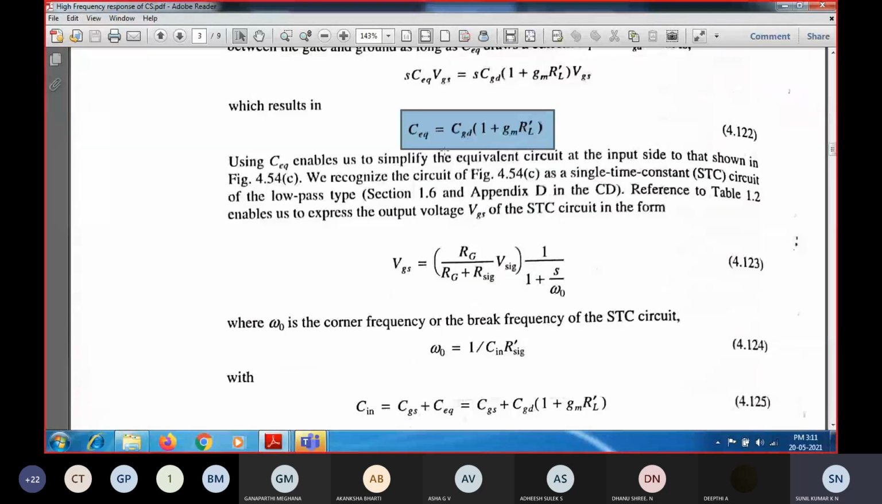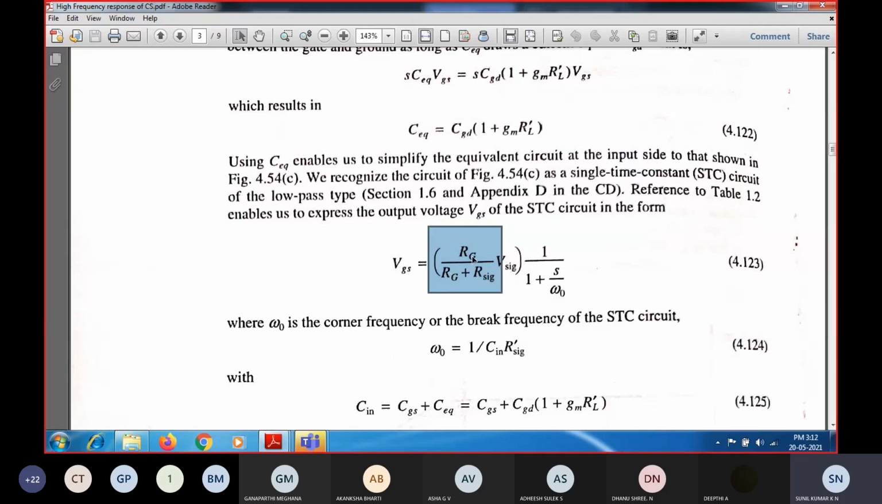After finding the C equivalent value, the next thing is that I should know the input gate to source voltage. I am going to find the gate to source voltage for a single time constant network. So VGS will be equal to V signal into R naught divided by R1 plus R naught.